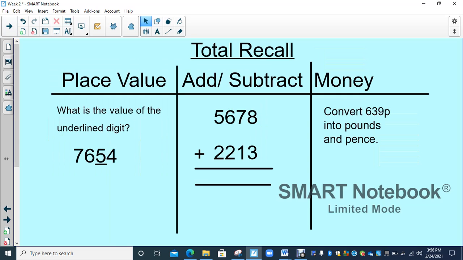Okay, so let's think about our total recall to start with. We're going to start with the place value here and then moving on. So pause the video and then meet me in a second for the answers.